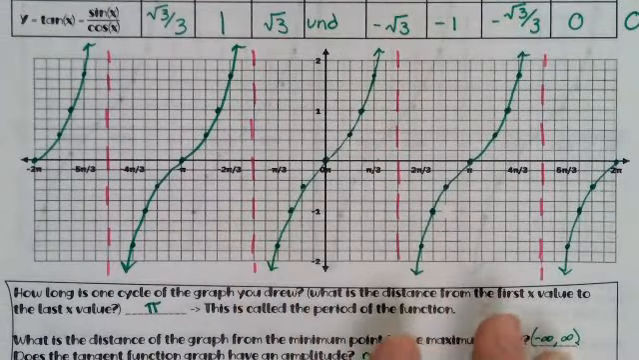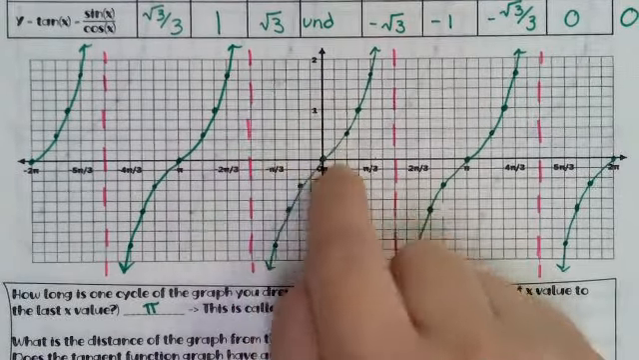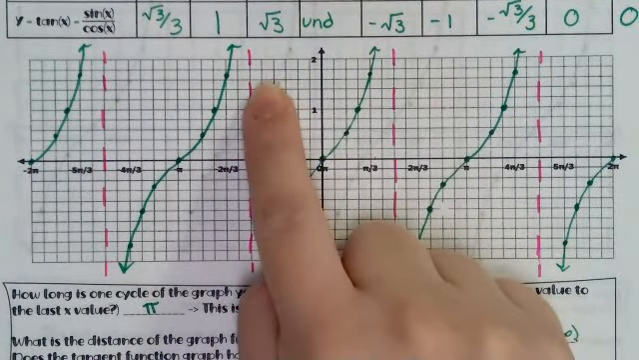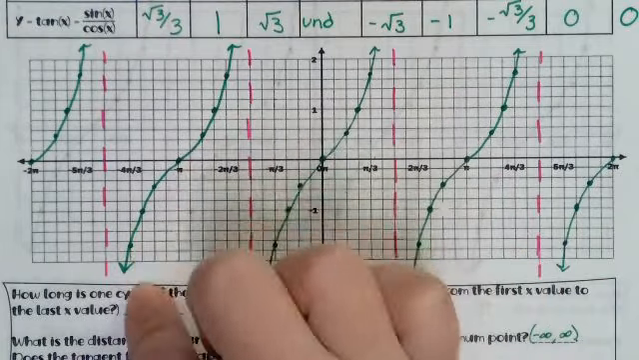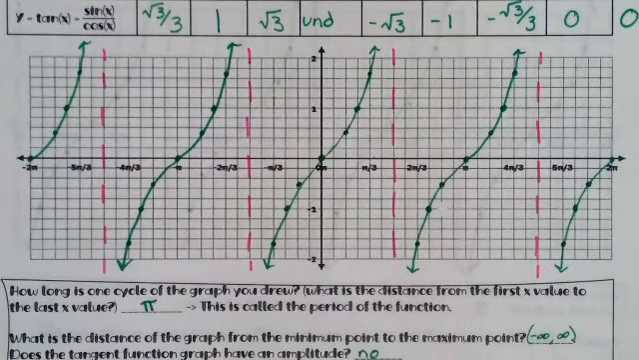Hopefully we've done it. It should look something like this. It does not reflect back up. Some people try to do that. It does not reflect back up. You get this pattern over and over until you run out of space. So graphing tangent, there it is.